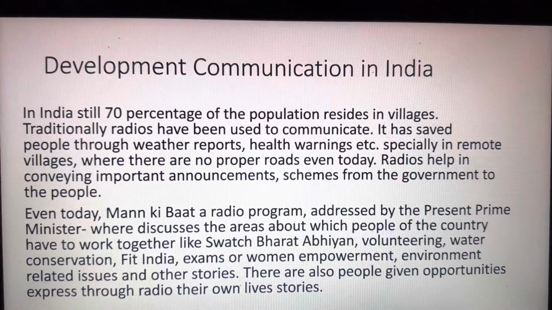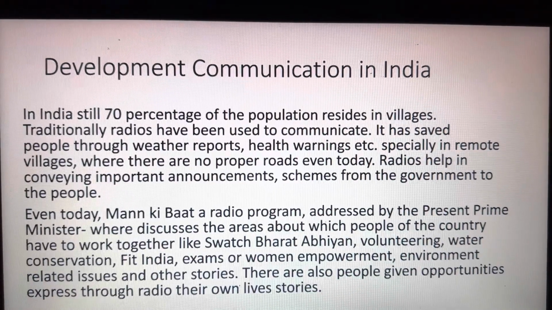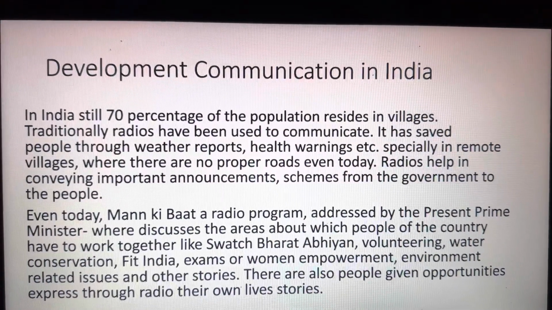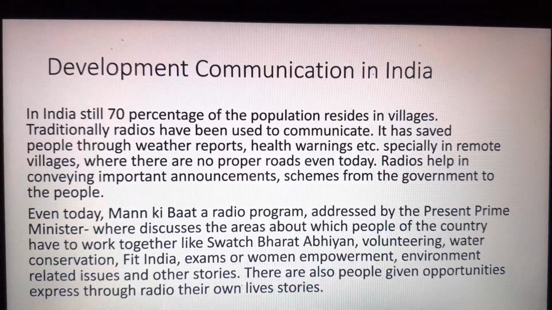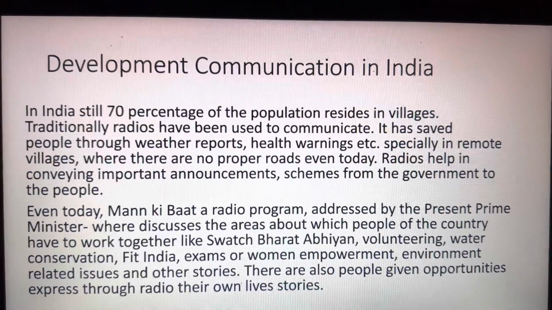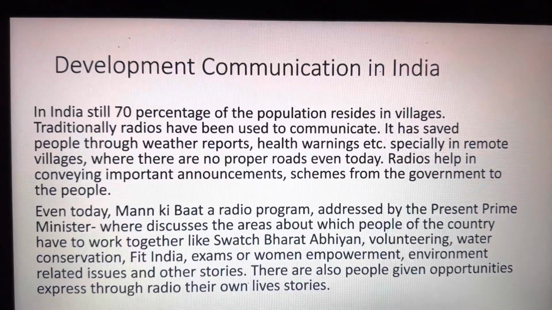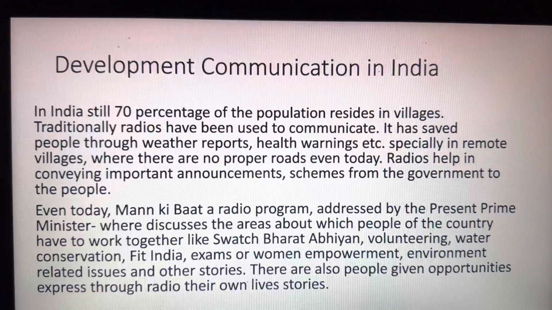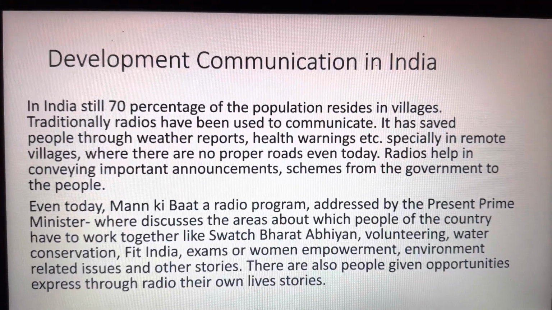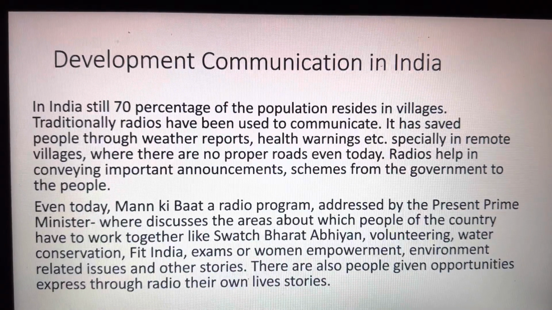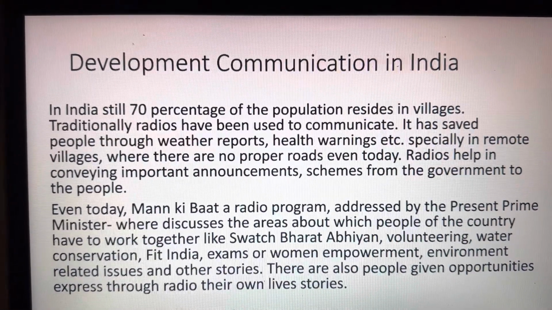For example, today Mann Ki Baat, a radio program addressed by the present Prime Minister, discusses the areas about which the people of the country have to work together, like Swachh Bharat Abhiyan, volunteering, water conservation, Fit India, exams, women empowerment, environment-related issues and other stories. There are also people given opportunities expressed through the radio through their own life stories.